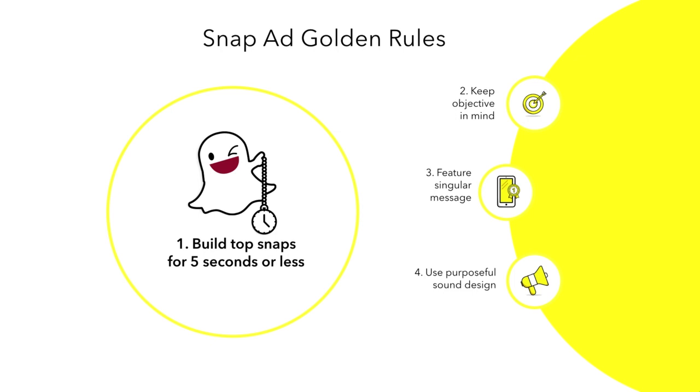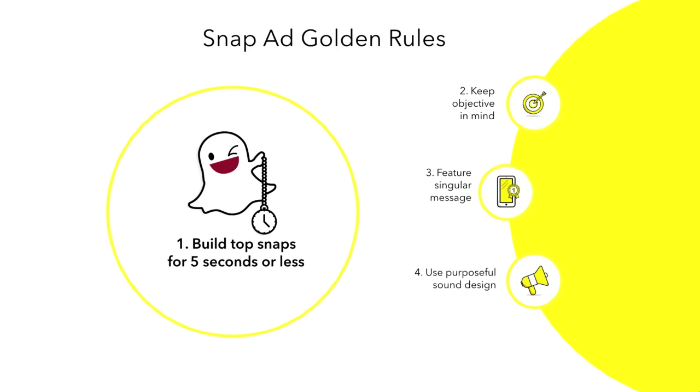Upon analyzing many campaigns that have run on the platform, we've identified the top 4 golden rules for success. To summarize, before going deeper into detail with examples, those 4 are, first, build top snaps for less than 5 seconds. Remember how quickly people are able to absorb and understand your messaging.